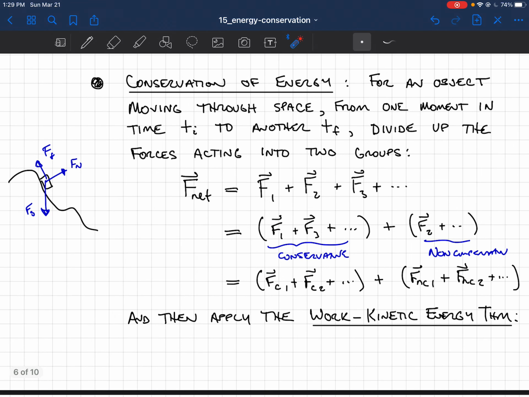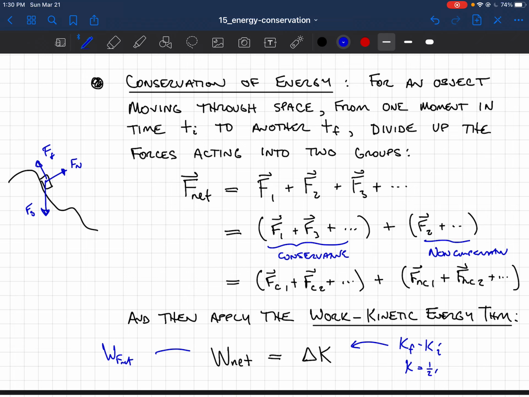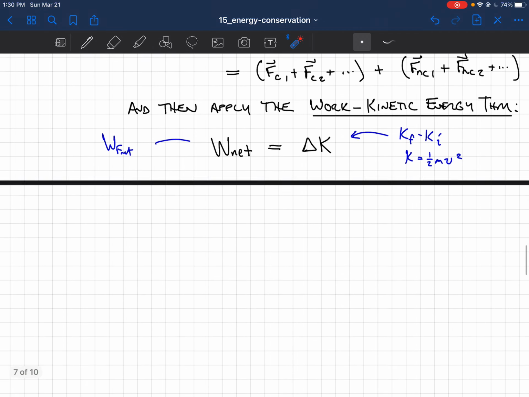So why do we do that? Well, what we can do is apply the work-kinetic energy theorem. If you remember, the work-kinetic energy theorem says that the net work, meaning the work done by the net force, is equal to the change in the kinetic energy. So this means kinetic final minus kinetic initial, where kinetic is always 1/2 mv squared. In some sense, if you add up all the work, you can find out something about the change in the motion of the object, the change in its speed.